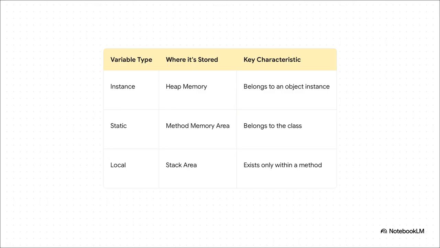Okay, let's zoom in a little bit, right to those variables. Where you decide to declare a variable basically determines its entire life. How long does it exist? Who gets to see it? And this isn't just some academic exercise. Understanding whether your data lives in the heap, or the stack, or somewhere else, that's the key to writing code that's efficient, that's bug-free, and that doesn't eat up all your memory.